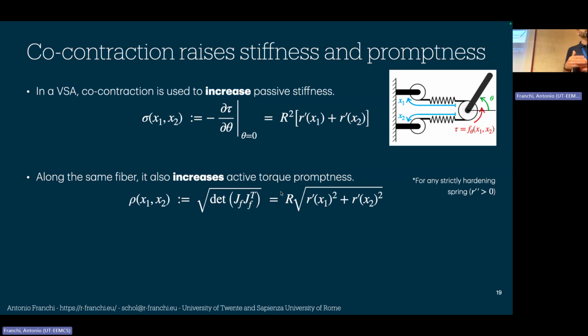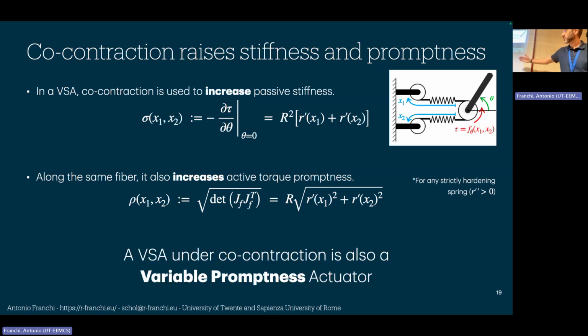So we can say that variable stiffness actuators and multirotors, when considered in the sense of maximizing the promptness, behave in the same way. And in fact, we could also call variable stiffness actuators variable promptness actuators. Nobody ever did it because they didn't look at this thing, at the best of my knowledge.